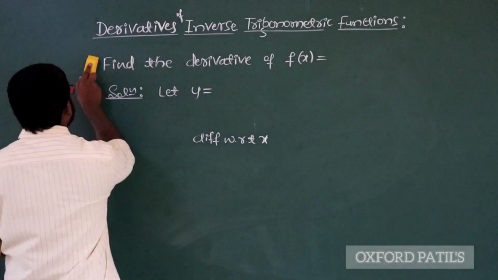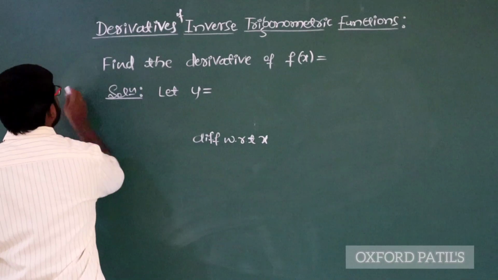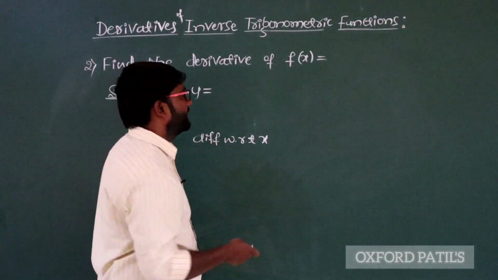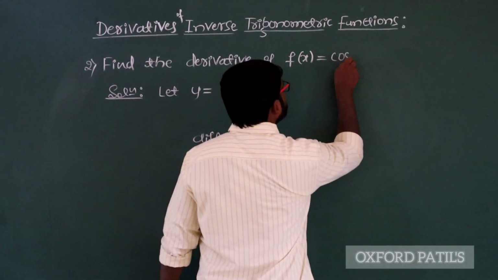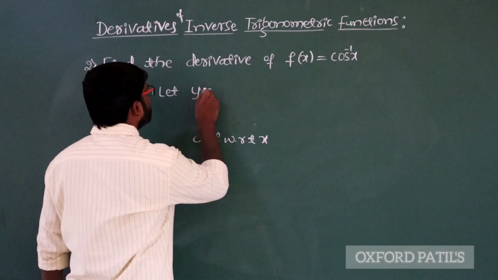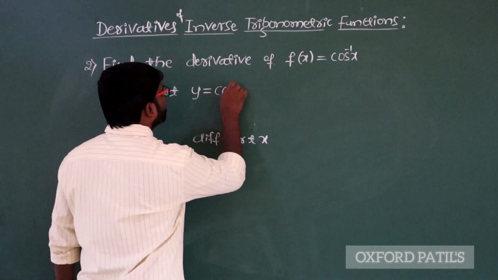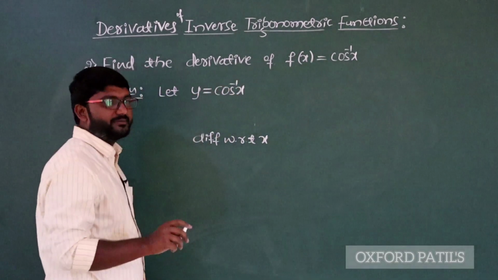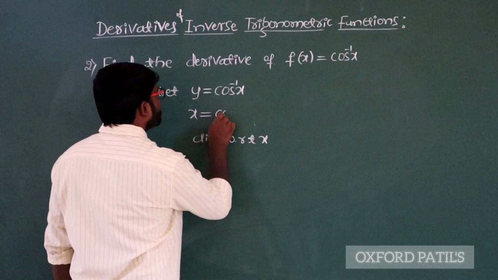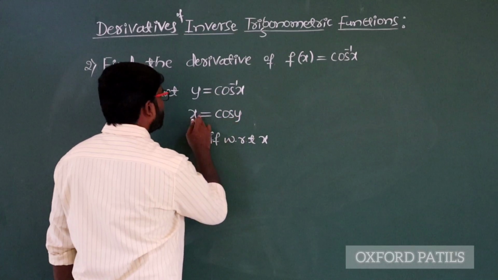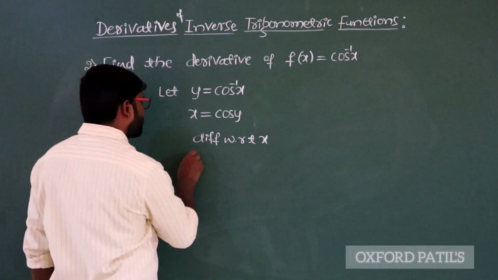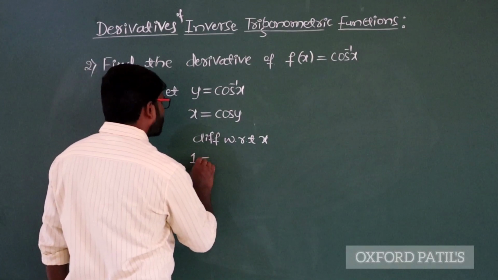Well, the second one is, find the derivative of f of x equal to cos inverse x. Let y be equal to cos inverse x. From this, x is equal to cos y. Now differentiate both the sides with respect to x. The derivative of x will be 1. Now the derivative of cos y.